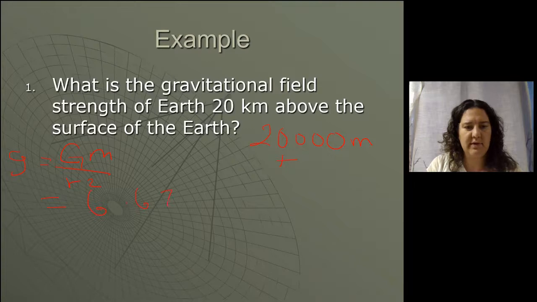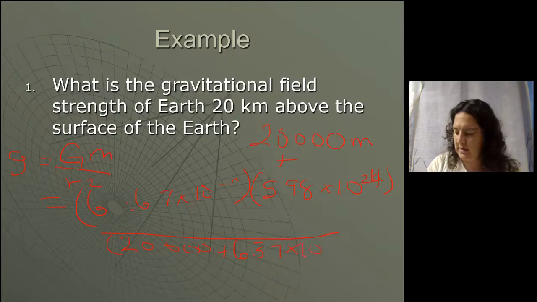So we have 6.67 times 10 to the negative 11. I'm not going to put in the units because I'll run out of space. Multiplied by the mass of the Earth, 5.98 times 10 to the 24 kilograms, all divided by 20,000 plus 6.37 times 10 to the 6 meters, and then everything here will be squared.